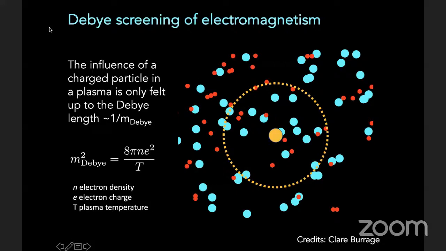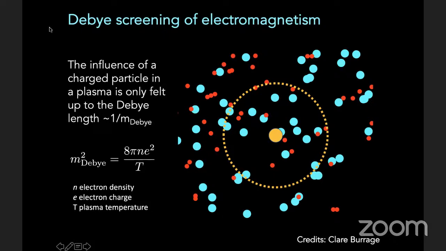Let's take an example where you've got a charged plasma of charged particles, and you've got one electron going through it. It turns out the influence of a charged particle is only felt up to a Debye length, which can be phrased in terms of a Debye mass, where the Debye mass will be a function of several things, including the electron density and the temperature of the plasma.